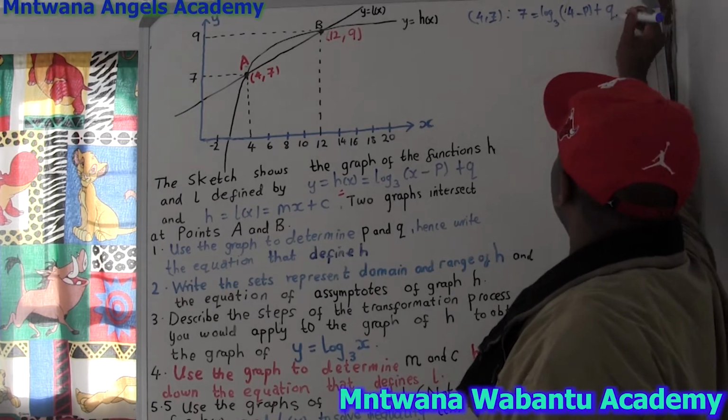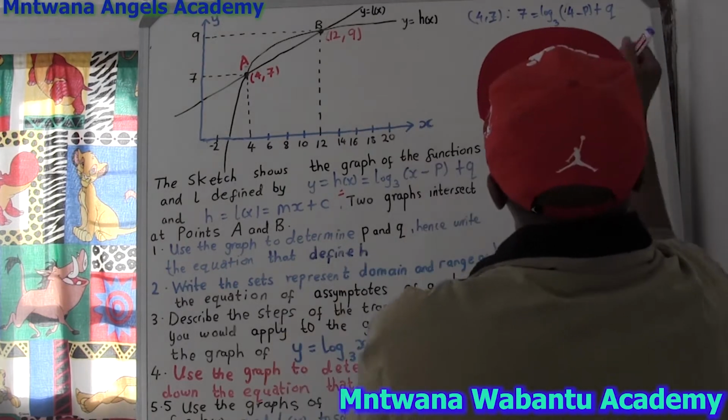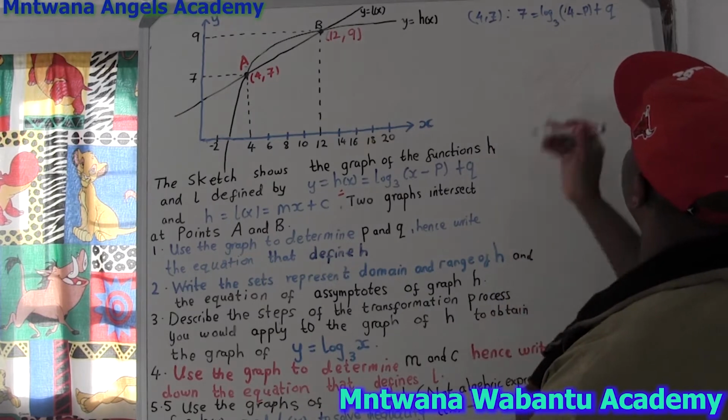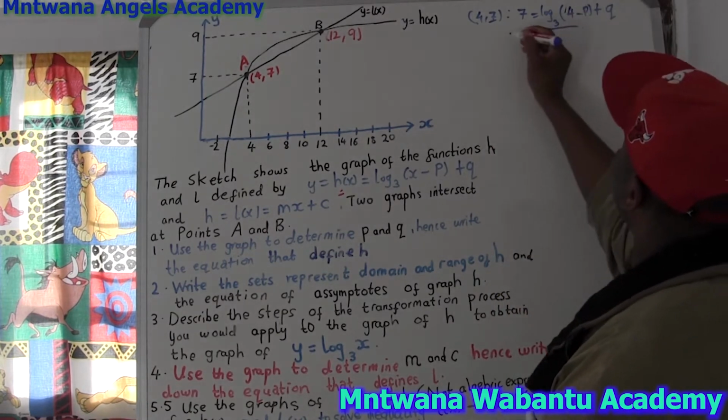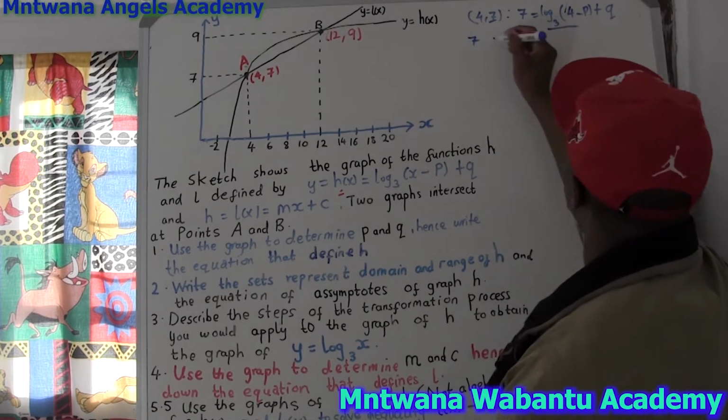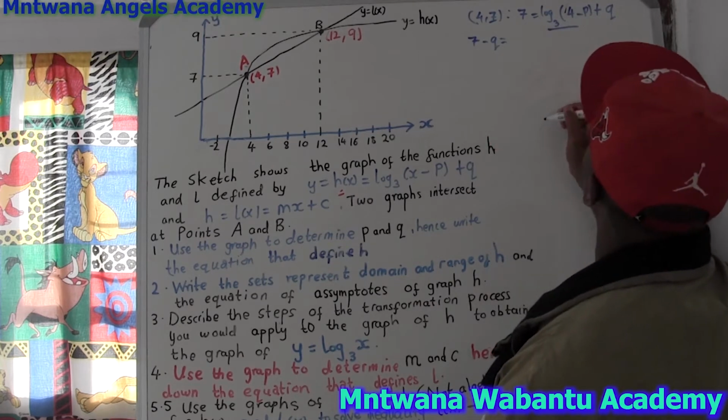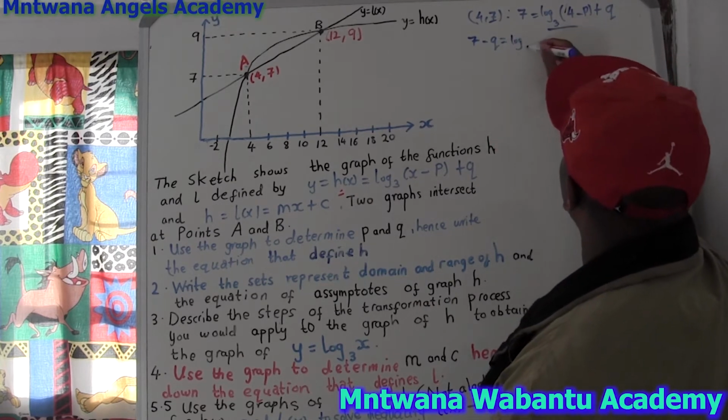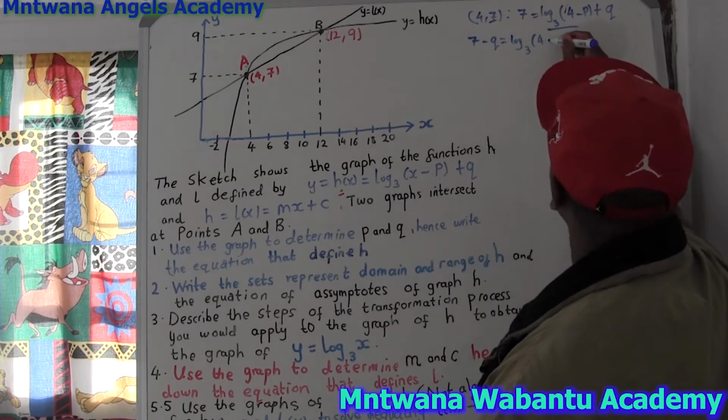Do you know q? No. Now, what I'm going to do, take this one over, because this stuff is attached to q. So, take this one over, it's going to be 7 minus q equal to log, and they have base 3, and then this is 4 minus p.